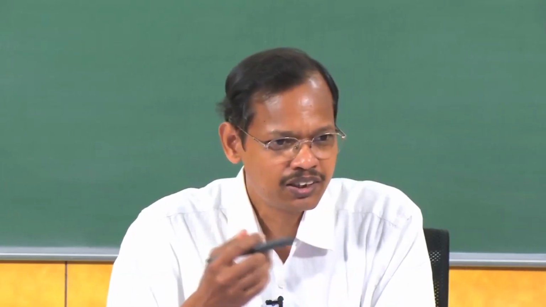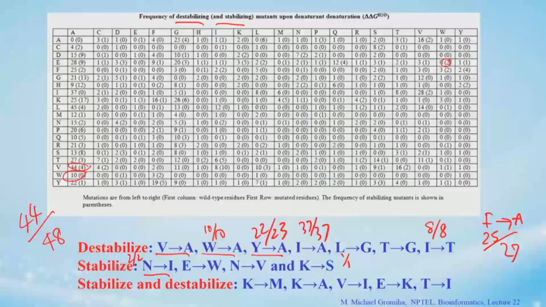it is very difficult to stabilize a protein compared to destabilizing a protein, because if you make any mutation it will tend to destabilize the protein. So it is very important to enhance the mutations, and this way the stabilizing mutations are fewer. This is the reason why the numbers are less.